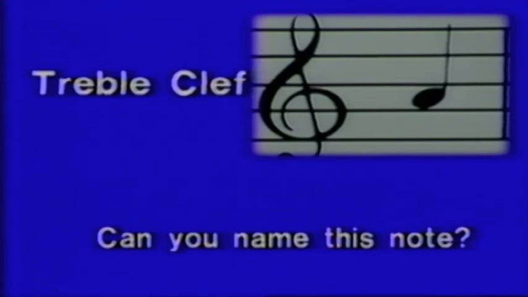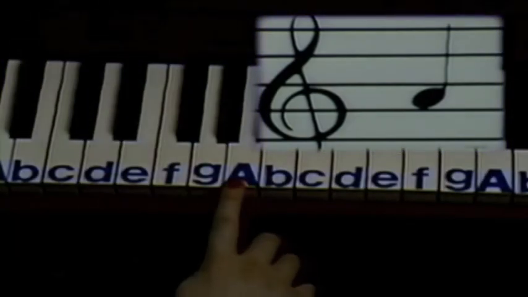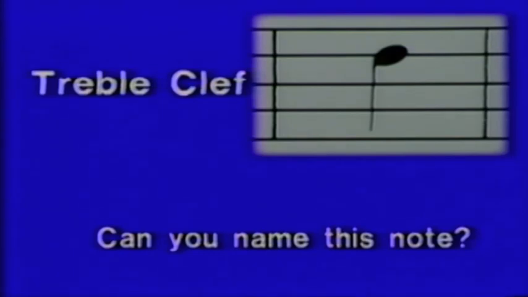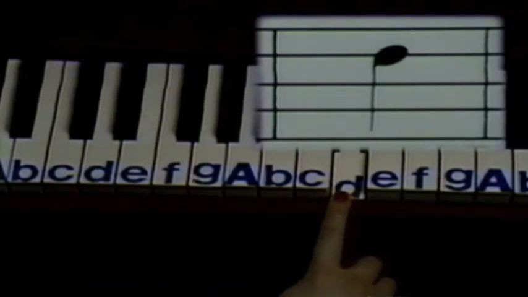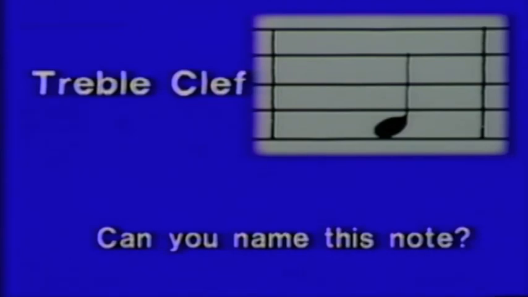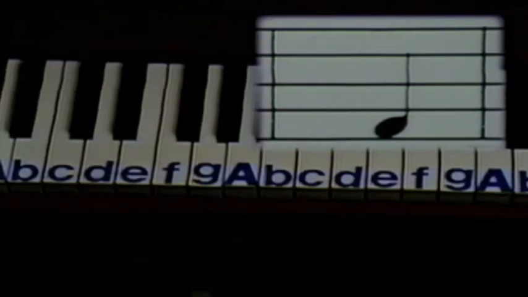In the first example, the note is in a space, the second space, and we're in the treble clef. The second space in treble clef is an A. The second note is on a line, because there's a line running through the middle of it. It's on the fourth line. The fourth line in treble clef is a D. The next example is in a space, the first space. The first space in treble clef is an F.